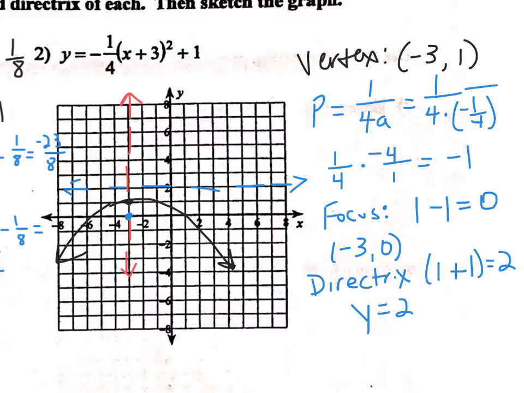So let's write our axis of symmetry. The axis of symmetry is the line for the value for x at my vertex. So x equals -3 is my axis of symmetry. And that's it. We've got our vertex, our focus, our directrix, and our axis of symmetry.